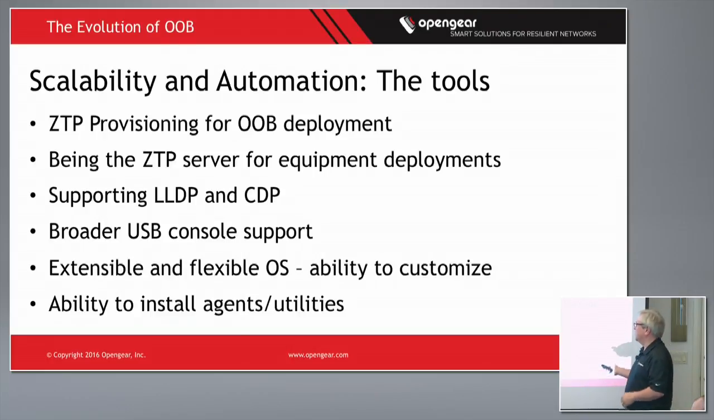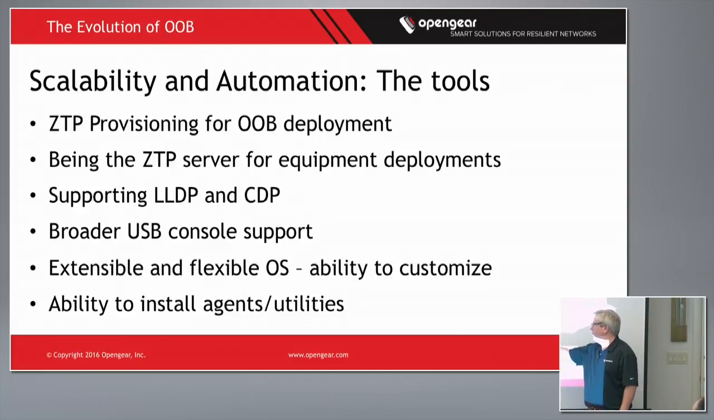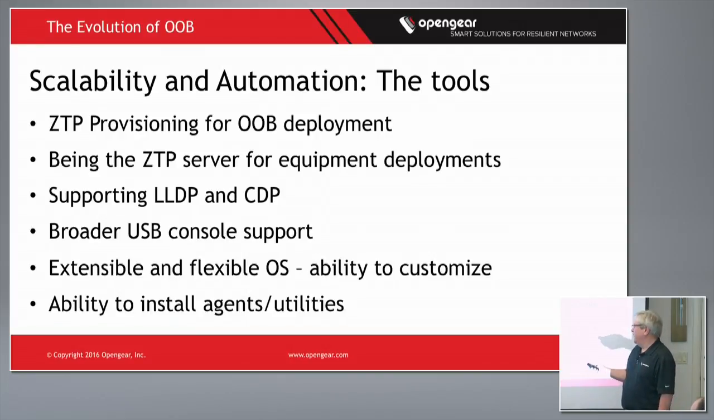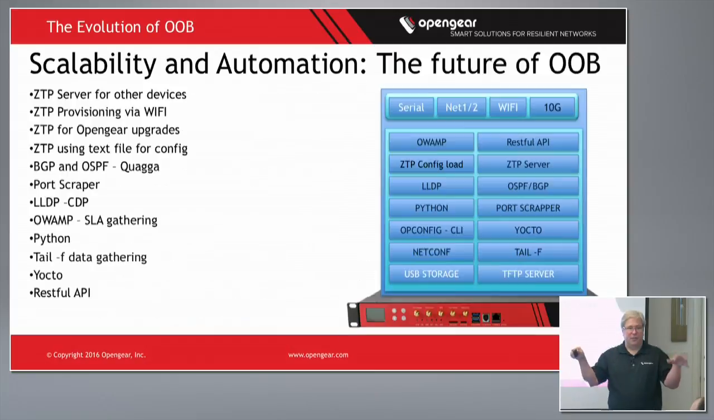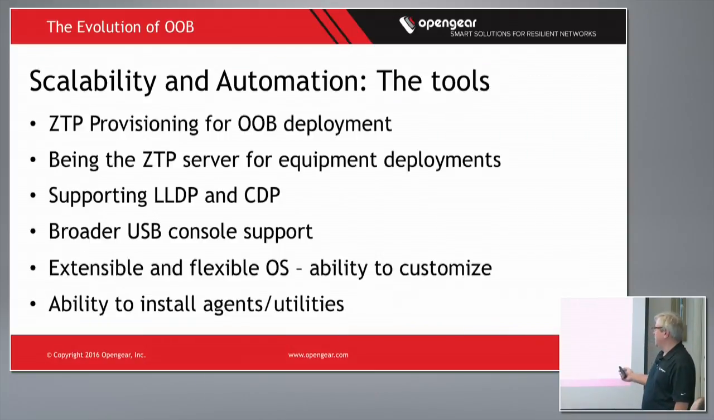We're doing zero-touch provisioning for Opengear out-of-band deployment. So our gear goes out and it can use zero-touch provisioning to configure itself. We're also seeing people asking us to be the zero-touch provisioning server, and we'll talk a little bit about what's driving that. And we're seeing that they're asking for LLDP and CDP support for the adjacency I mentioned. And this is really in the last year a real broader USB console support, and we'll talk about that. And then of course they're looking for a solution that's really extensible and flexible. I mean, they have different utilities, different agents, a lot that changes that they want the tool to be able to support.